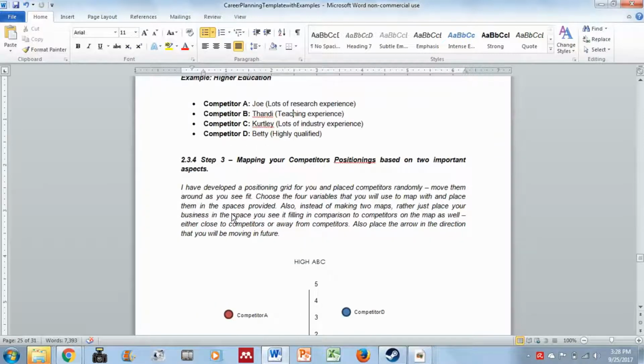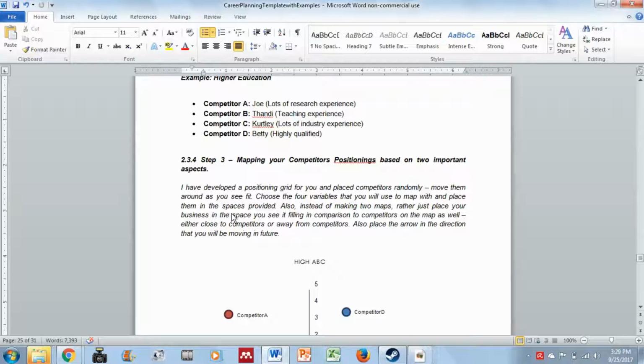Then you need to map your competitors and their positionings based on two important aspects. I've developed a positioning grid for you and placed competitors randomly. You can move them around as you need to. Choose the 4 variables that you will use on your map and place them in the spaces provided. Also, instead of making 2 maps, rather just place your business or your personal brand in the space, in comparison to your competitors on the map.